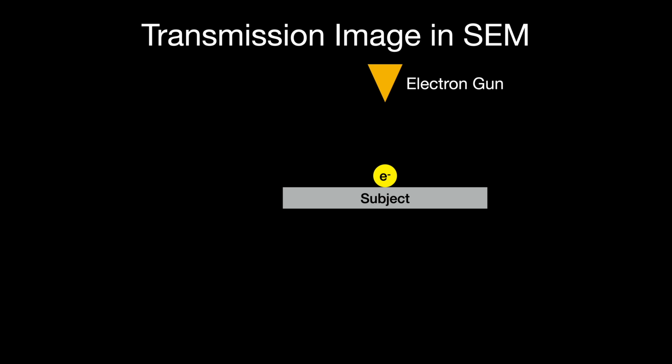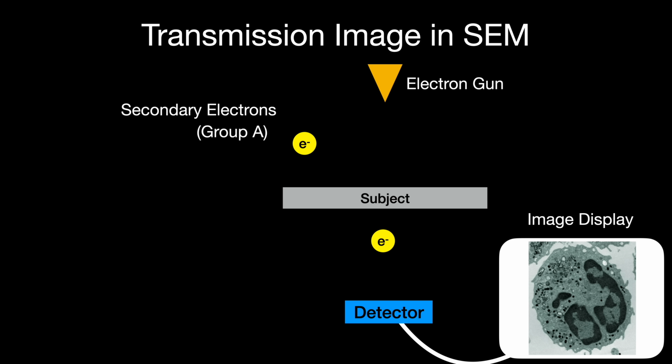Some primary electrons will interact with the sample and generate secondary electrons from the sample itself. Let's call those group A. Other electrons may transmit through the sample. These are the electrons that would make up a transmission image in a normal TEM, but our SEM doesn't have a detector capable of seeing them.